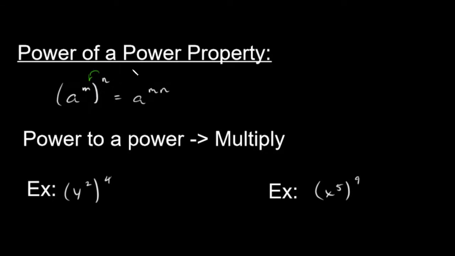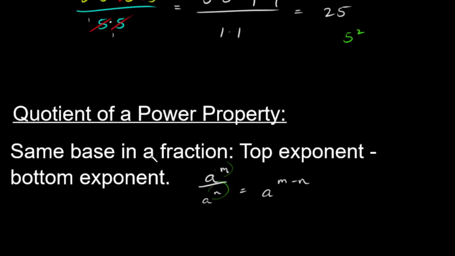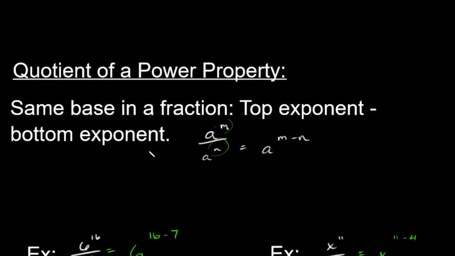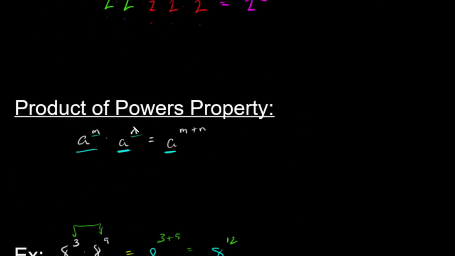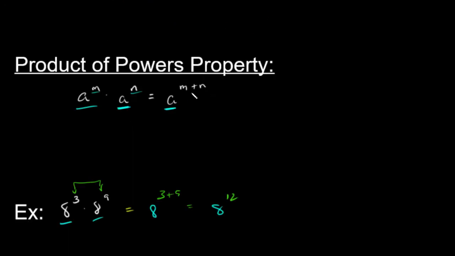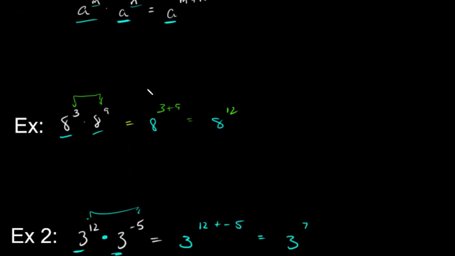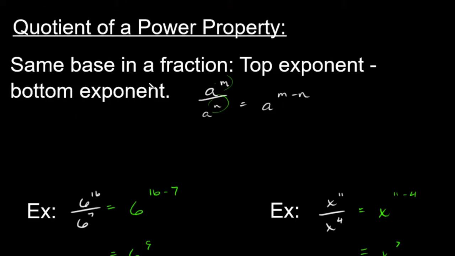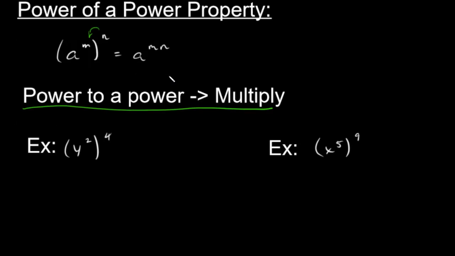So what happens is when you have a power that is raised to another power, you multiply the two powers together. So when you have a power to a power, you multiply. So hopefully, as we've been looking through this, you have been writing down the explanations of these, which is to say, here you add the exponents together. Here you take the top exponent minus the bottom exponent. And then here you multiply the exponents.